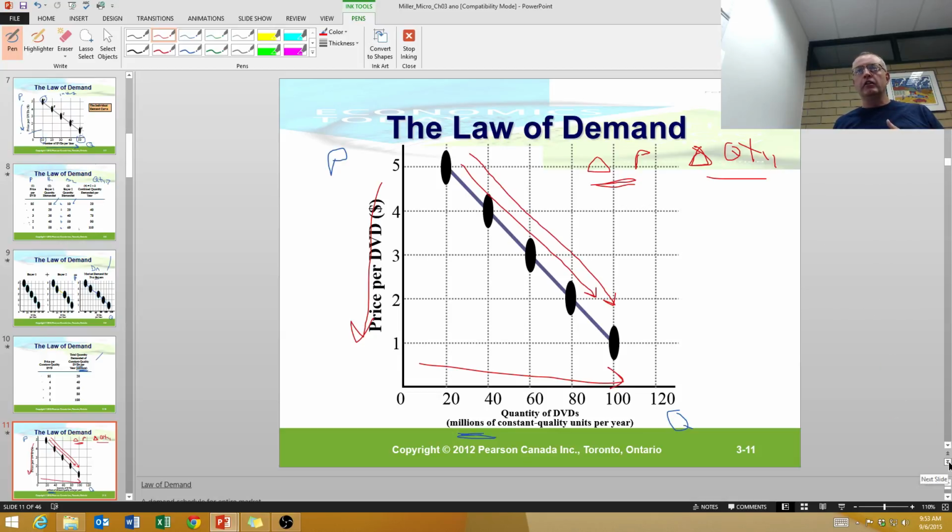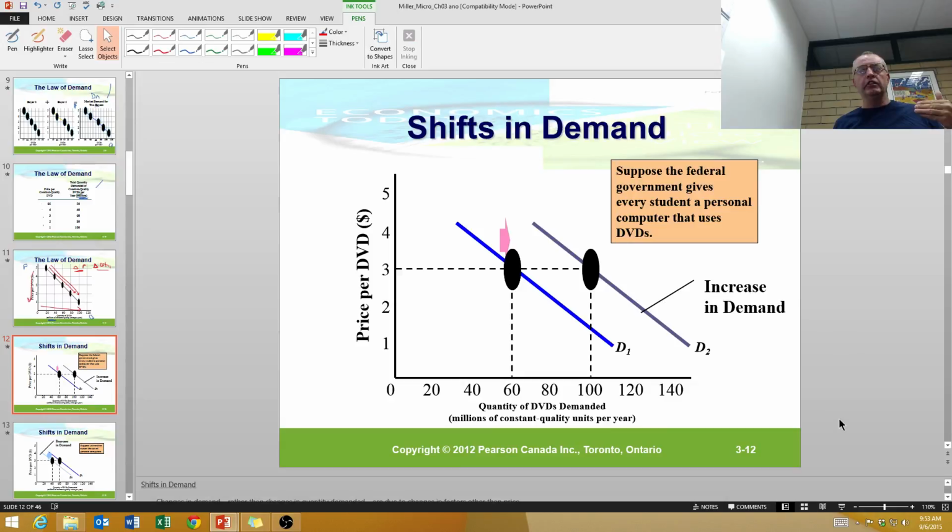So we also know that the demand curve itself can change location. The demand curve itself can shift horizontally to the right or to the left. And when that happens, that's called a change in demand, versus the change in quantity demanded. It's just a bit of terminology in economics. Change in quantity demanded is caused by changes in prices. Changes in demand is caused by non-price factors.